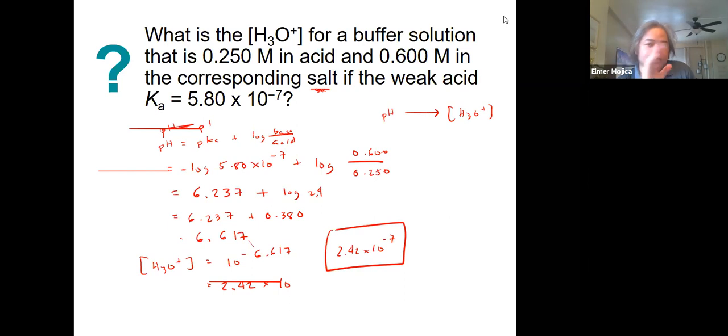So how are you going to identify if you have a buffer system? Anyone? It's always made up of a weak acid and its conjugate base, or a weak base and its conjugate salt. So those are the type of questions that will come out in the exam. Which of the following can be a buffer? Which of the following is not a buffer system?